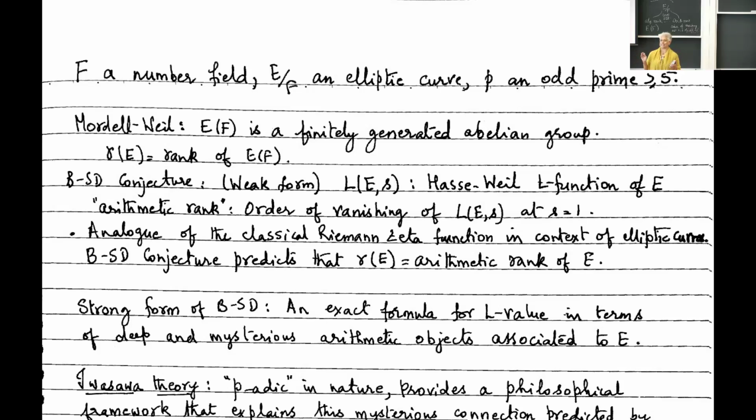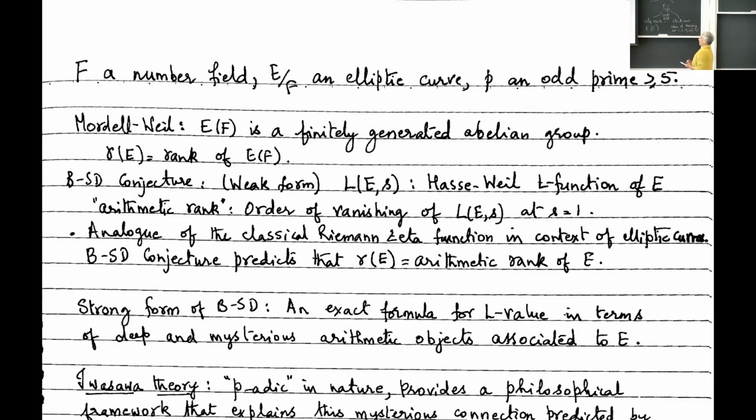So that weak exact formula, which is the strong BSD, it has an exact formula for the leading term of the L function in terms of certain invariants associated to the elliptic curve, which themselves are conjectured to be finite. For instance, the Tate-Shafarevich group being finite is a conjecture. It's known in some cases, but in full generality, we still don't know that.